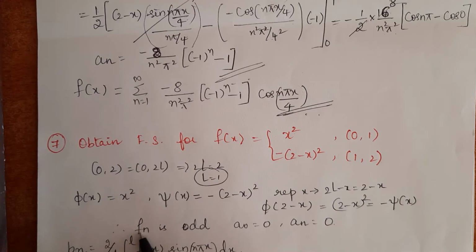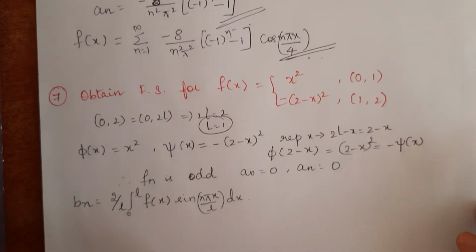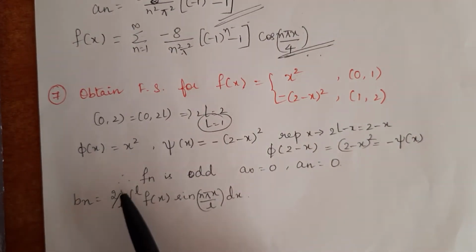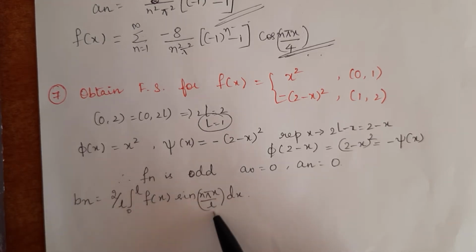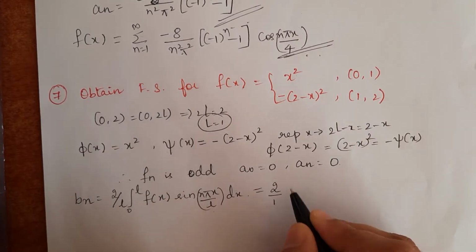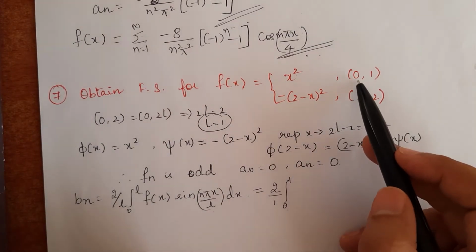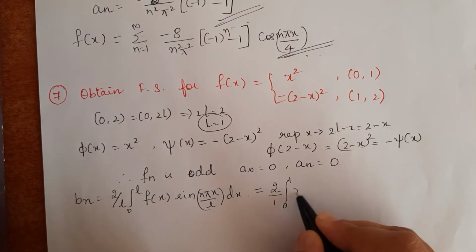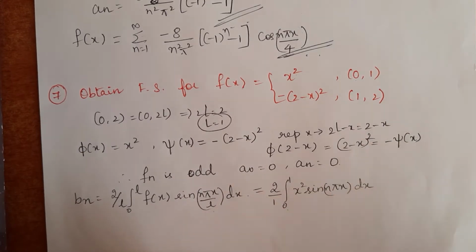Therefore, the given function f of x is an odd function. Since the function is odd, a0 and an values are equal to 0. We need to calculate the value of bn. So bn is given by 2 by l integral between 0 to l f of x sin n pi x by l into dx. Now let me substitute the values. 2 by l is 1, integral between 0 to 1. F of x, my f of x in the interval 0 to 1 is x square into sin n pi x by l, l is 1, into dx.